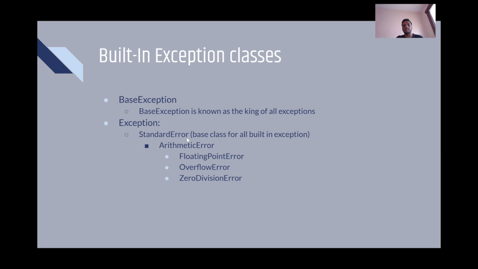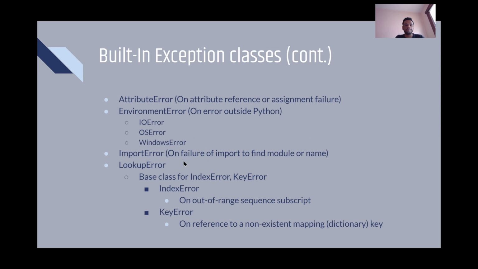One base exception is the standard error. This is a base class for all built-in exceptions. Some of the standard errors are the arithmetic error, meaning a math error. You could get a floating point error, an overflow error, and a zero division error. I think we talked about dividing by zero. You'll get the zero division error. That's one of the arithmetic errors you could get when there's something wrong with your code.